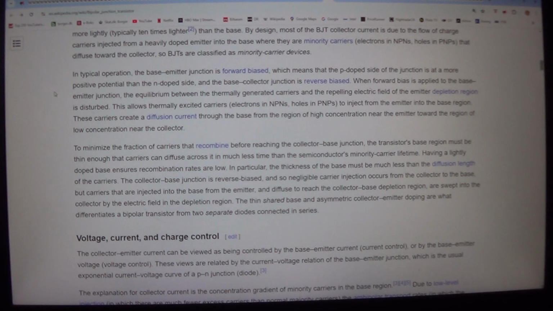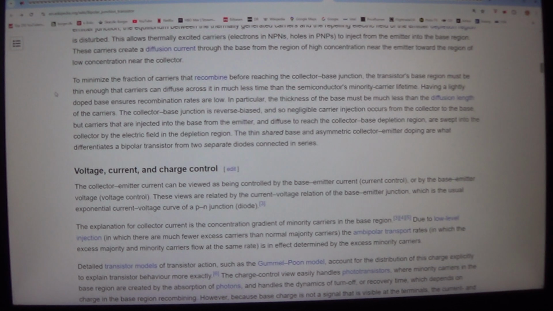These carriers create a diffusion current through the base from the region of high concentration near the emitter toward the region of low concentration near the collector. To minimize the fraction of carriers that recombine before reaching the collector-base junction, the transistor's base region must be thin enough that carriers can diffuse across it in much less time than the semiconductor's minority carrier lifetime.